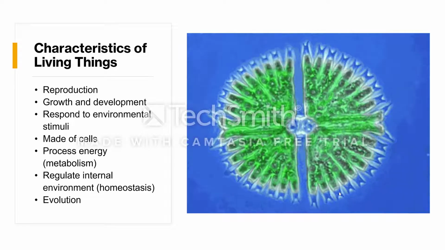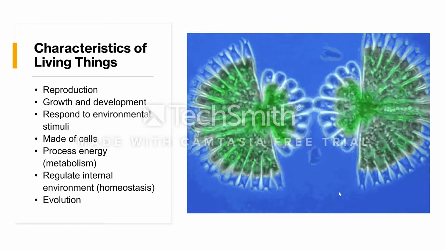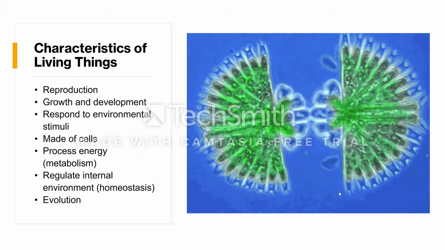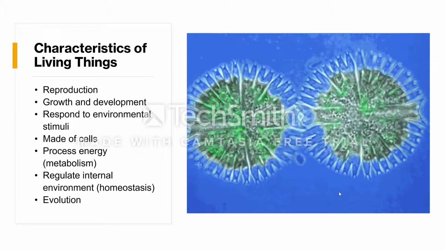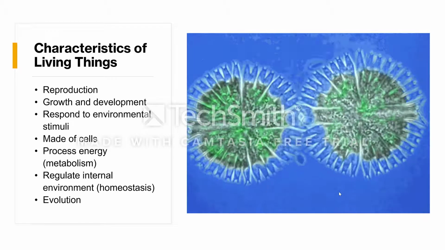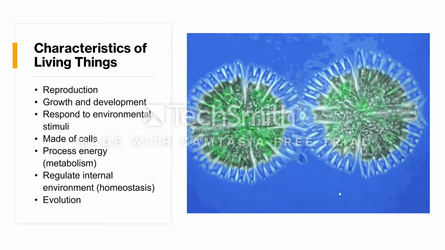Some other characteristics of living things. All living things have to have at least one cell. If you don't have a cell, you're not considered alive. So some things have one cell, unicellular things like bacteria, like archaea, like the protists, like yeasts. Some things are multicellular, like many fungi, like plants, like animals.